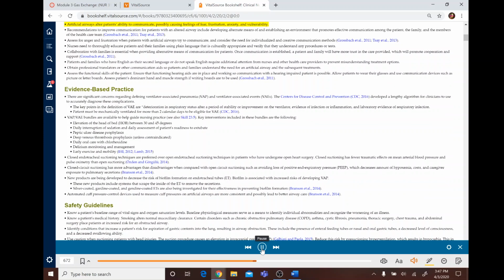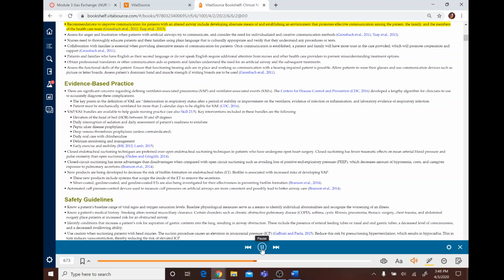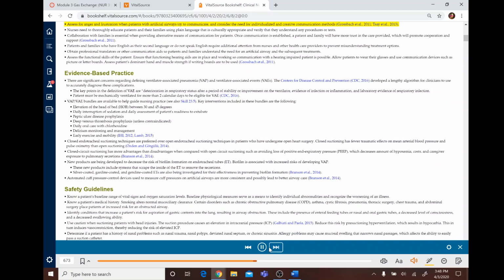Patient-centered care. Artificial airways alter patients' ability to communicate, possibly causing feelings of fear, frustration, anxiety, and vulnerability. Recommendations to improve communication for patients with an altered airway include developing alternate means of communication and establishing an environment that promotes effective communication among the patient, the family, and the members of the healthcare team (Grossbach et al., 2011). Assess for anger and frustration when patients with artificial airways try to communicate, and consider the need for individualized and creative communication methods.